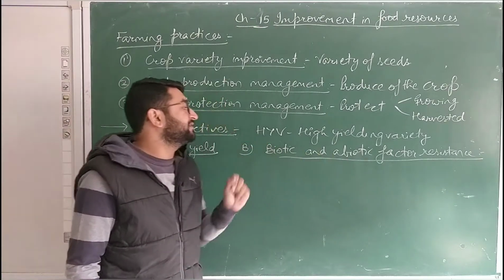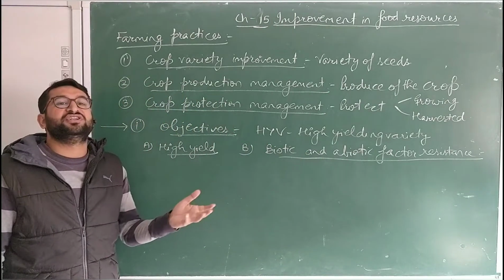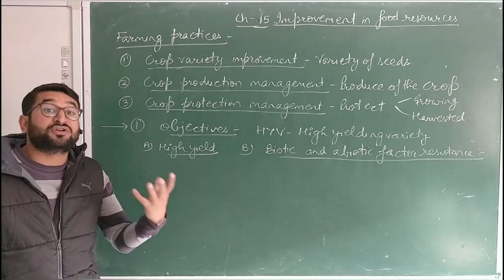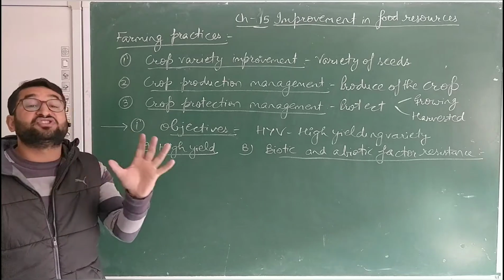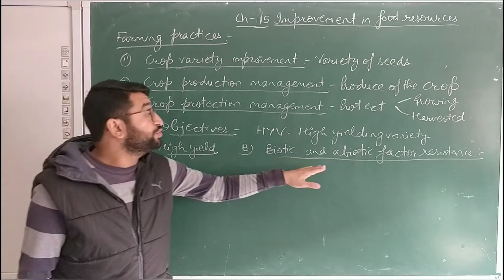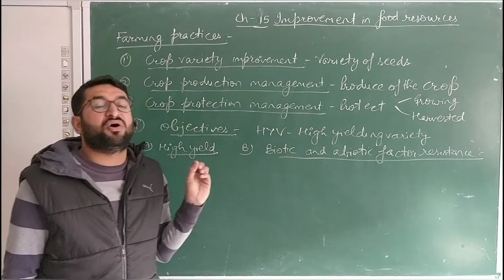What about the abiotic factors? Abiotic factor means waterlogging condition. Waterlogging means excessive water will be there, like floods, drought conditions, सूखा पड़ गया, temperature conditions, the pressure conditions, humidity of the environment. Those conditions must not alter a crop.